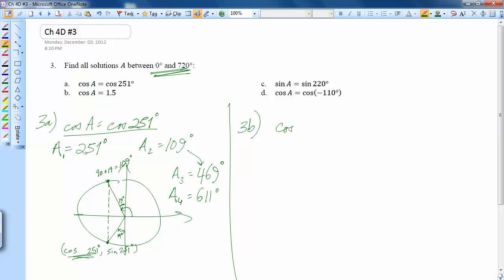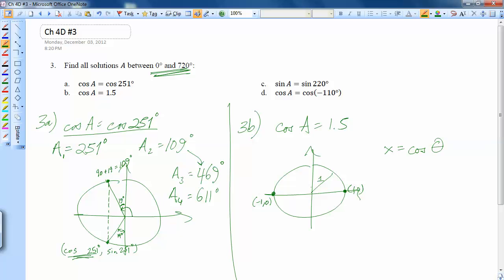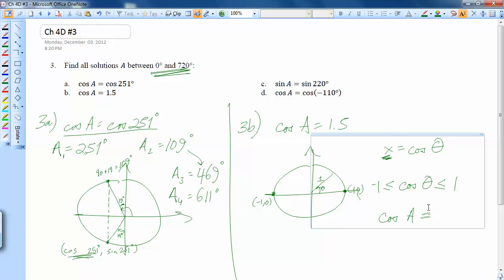3B says cos A equals 1.5. If you think about the unit circle, right, where radius is 1, this point right here is 1, 0. This point right here is negative 1, 0. And remember, the x value is always cosine of whatever your theta is, where your theta is measured counterclockwise. So the biggest cosine can ever be, since it's limited by the x, it could never be bigger than 1, and it could never be less than negative 1. So there's no way to ever get a cosine equals 1.5.